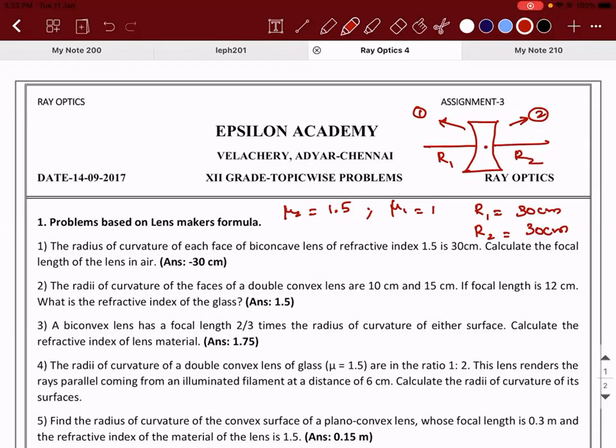So here is the pole. With respect to that, take the sign convention. R1 is negative and R2 is positive. So take all these values and substitute in the formula: 1 by F is equal to (mu2 divided by mu1 minus 1) into (1 by R1 minus 1 by R2). Do it fast and tell me what is the answer.